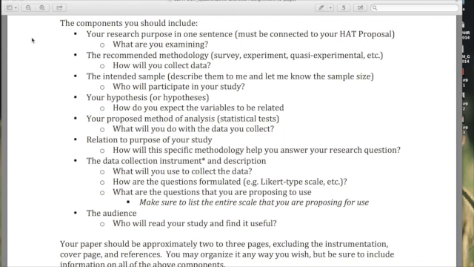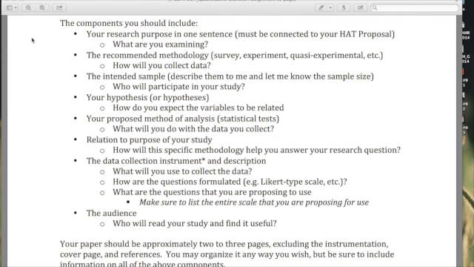Do you have any hypothesis is the fourth area. So how do you expect the variables to be related? Go back and look at that multivariate YouTube video to really understand what we mean by relationship, or go back and reread the idea about hypotheses. What we want to know here is how do you expect these variables to be related, and what's the proposed method of analysis here? What will you do with the data that you collect? What are you going to look at, right?